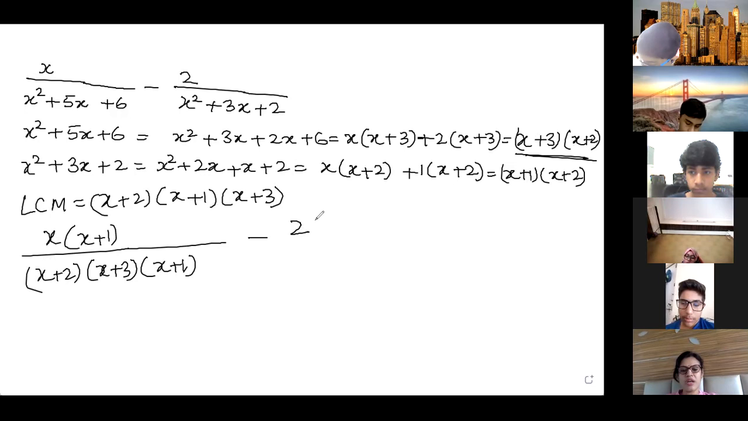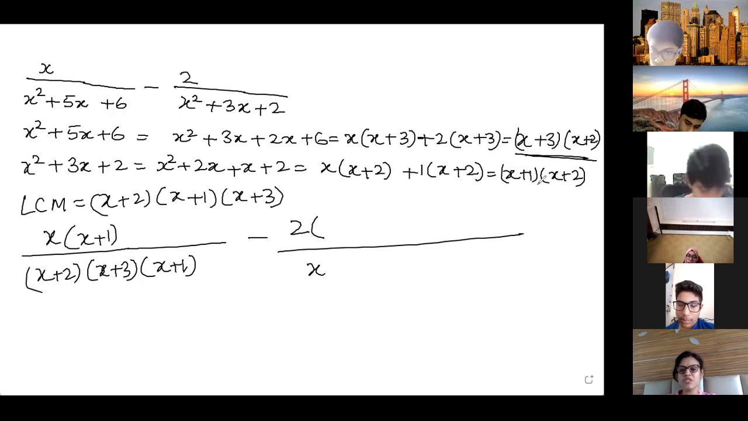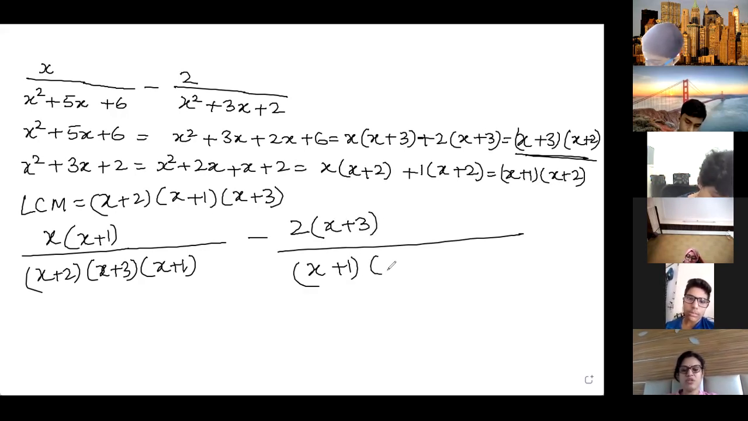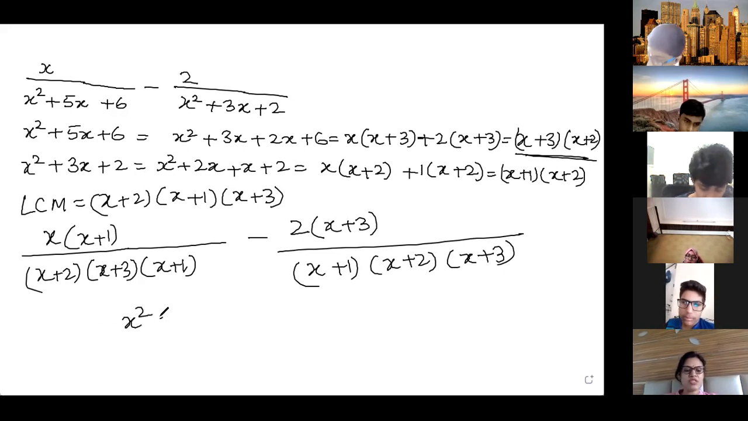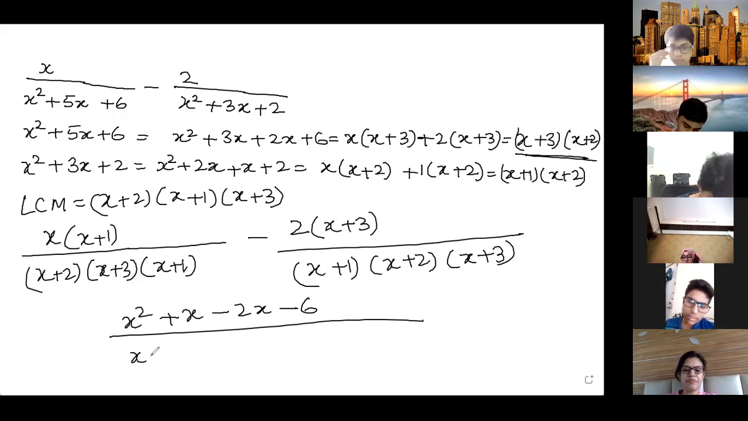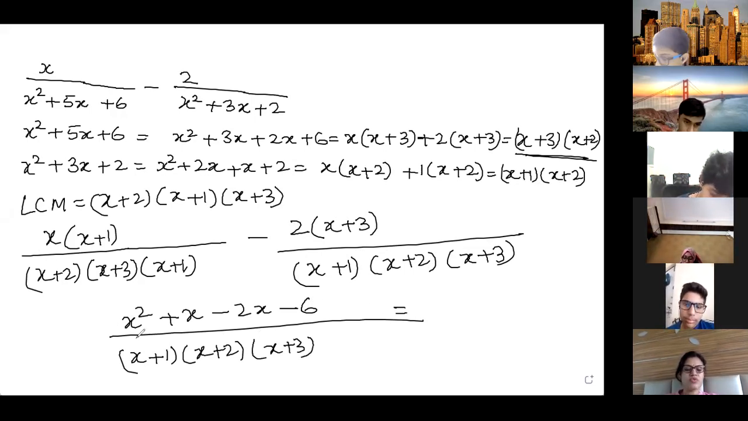Whenever minus is there, remember to put a bracket over here. Again, here which two terms are there? X plus 1 and x plus 2 are there. So what is left? X plus 3. So we need to multiply with x plus 3 here. So x plus 1 into x plus 2 into x plus 3, you get this. Now you have the same denominator, so you can simply multiply: x square plus x minus 2x and minus 6, because minus will go inside. And you have the same denominator, x plus 1 into x plus 2 into x plus 3. On top I solved it, so what do we get?